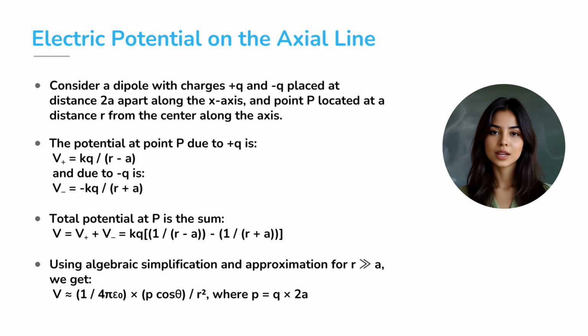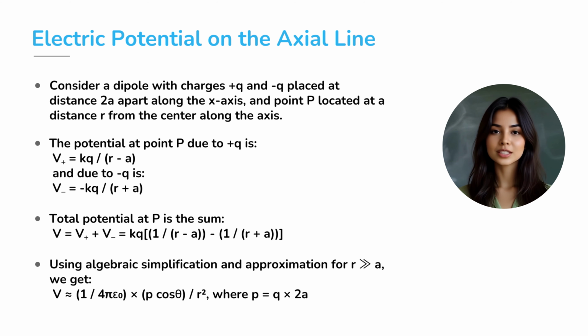Now, we simplify this using algebra. And if the distance r is much greater than a, that is, r is much larger than the separation between the charges, then we use an approximation. The result simplifies beautifully to V is approximately equal to 1 divided by 4 pi epsilon naught multiplied by p multiplied by cosine theta all over r squared, where p is the dipole moment defined as Q multiplied by 2a and theta is the angle between the dipole axis and the position vector.